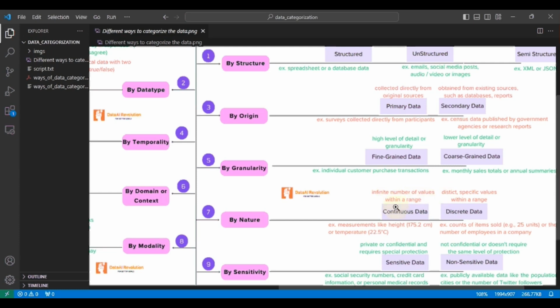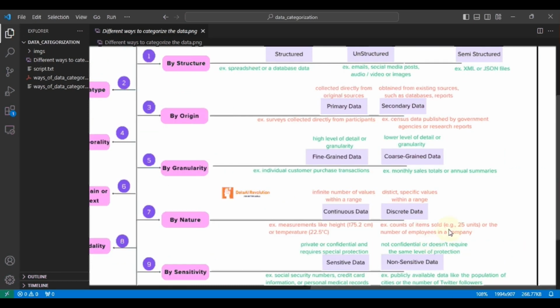Let's take another example, height. Height can be anything between two specific values: 172.2, 172.60, 160.35. Temperature as well, we will have an infinite number of values within a range. Then it's continuous data. If we count the number of values within a range, then that is called discrete data. For example, count of items sold, say 25, and 25 is countable. Number of employees in a company is countable. So specific values are within a range, they are distinct. So that is called discrete data.